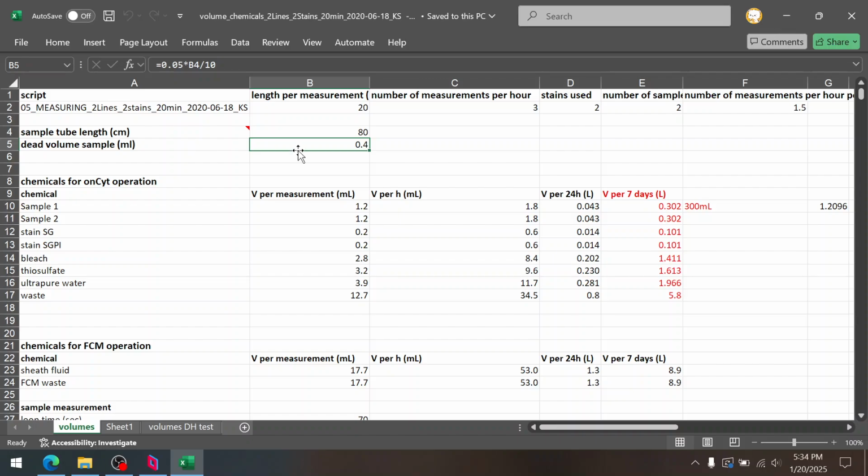So why do we have to care about the dead volume? Because whenever you pump new samples or new solution, you have to replace the dead volume, because the quality of the water in the dead volume will be different from your samples, right? So if you increase the tube length, the dead volume will increase. So here they calculate, if you use two stains, how much the dead volume will be.